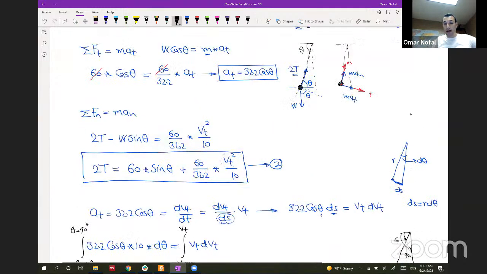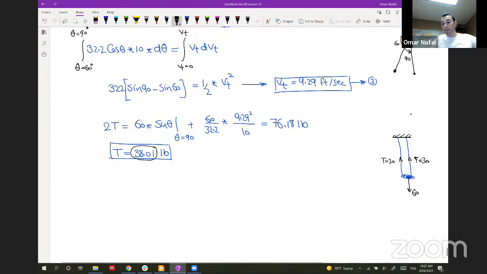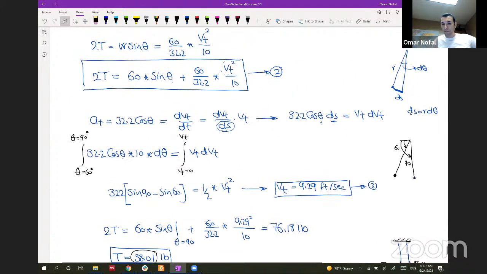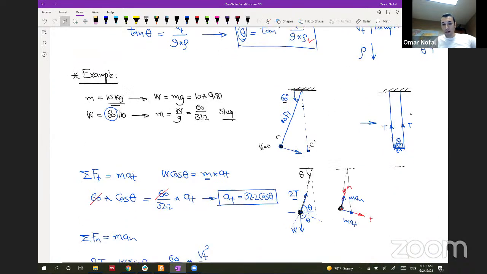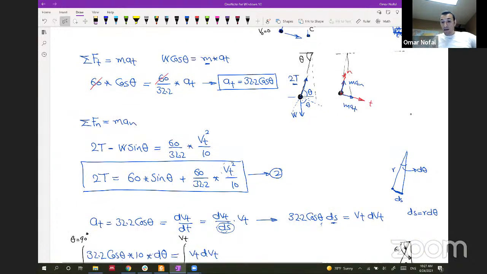If you have the A tangent equal to 0, you will end up with a static problem. And this is actually the difference between static and dynamic. So this is actually interesting. Does anybody have any question on this problem? Any of the solutions, any equations that I solved?